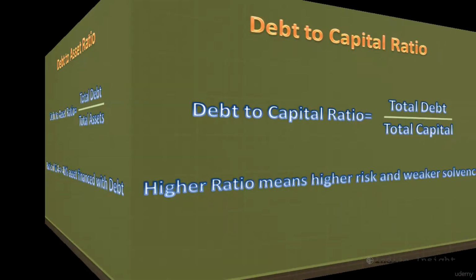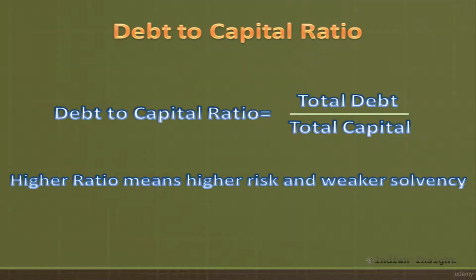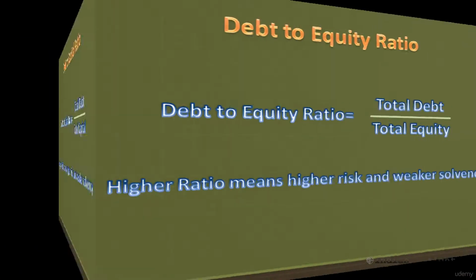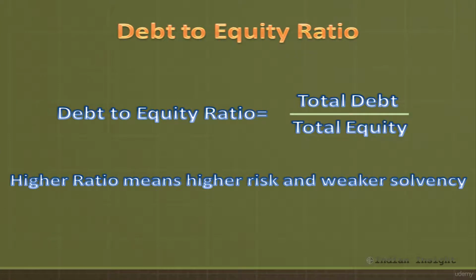The next ratio is the debt to capital ratio, which is the ratio of total debt to total capital. Total capital is the sum of total debt and equity. Just like the debt to assets ratio, a higher debt to capital ratio means higher risk and weaker solvency. The next ratio is the debt to equity ratio, which measures the amount of debt relative to equity capital. The interpretation is the same, that is, a higher debt to equity ratio means higher risk and weaker solvency.